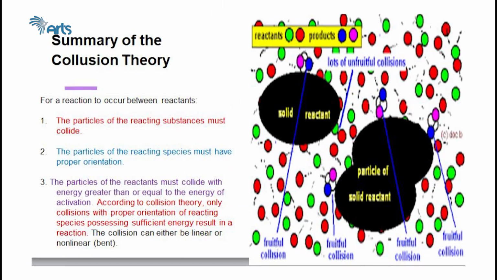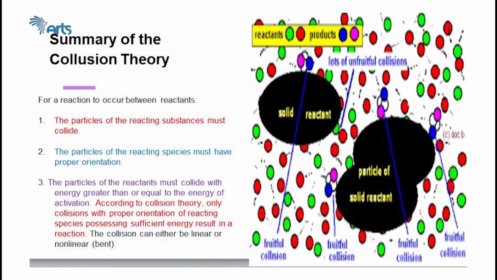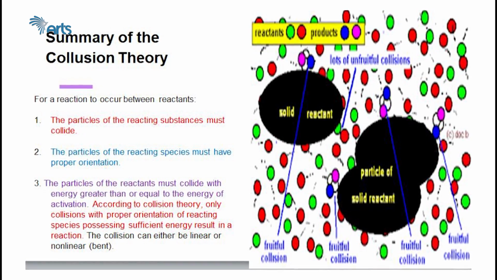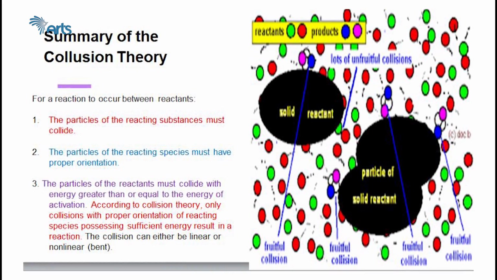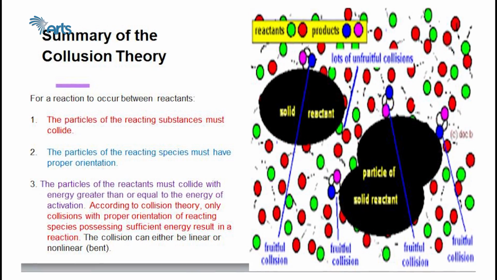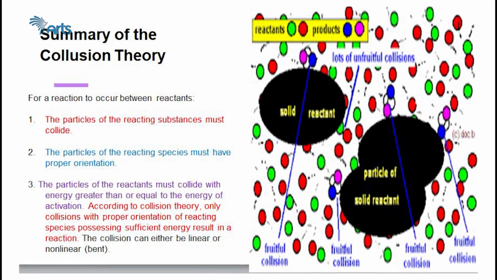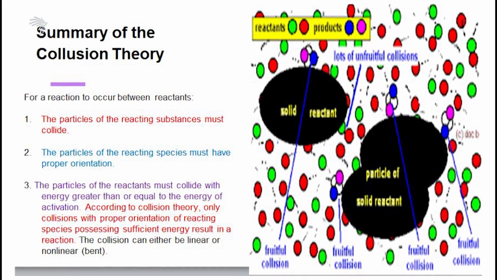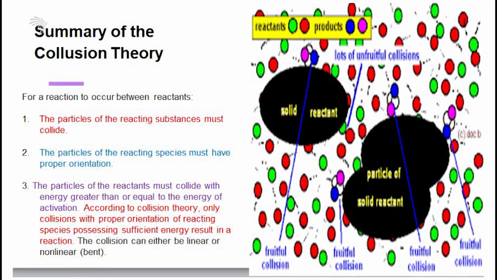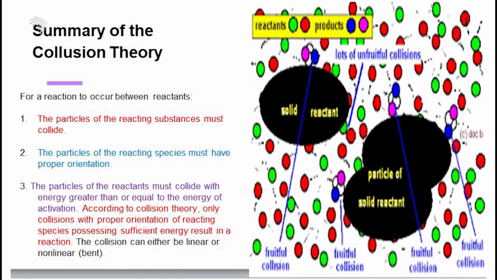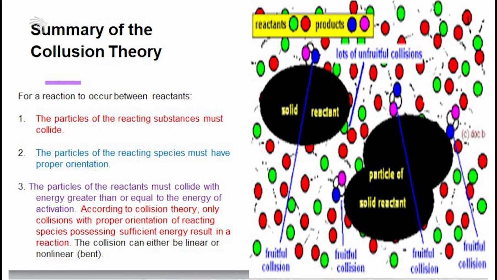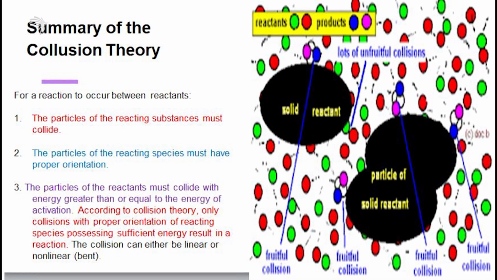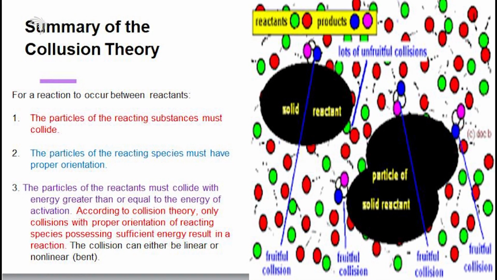Very good. Now let's summarize the collision theory. For a reaction to occur between reactants, the particles of the reacting substances must collide. Second, the particles of the reacting species must have proper orientation. Third, the particles of the reactants must collide with energy greater than or equal to the activation energy. So according to collision theory, only collisions with proper orientation of reacting species possessing sufficient energy result in a reaction. The collision can be linear, non-linear or bent. In general, we can summarize the collision theory this way.